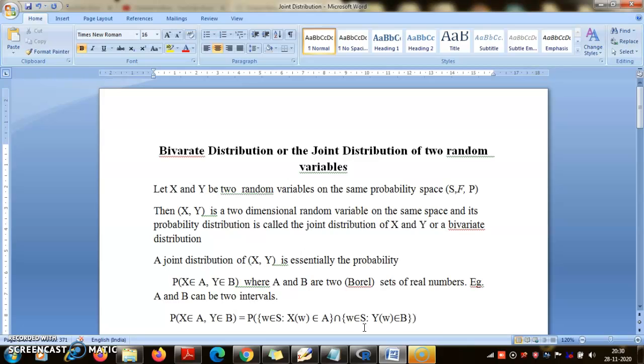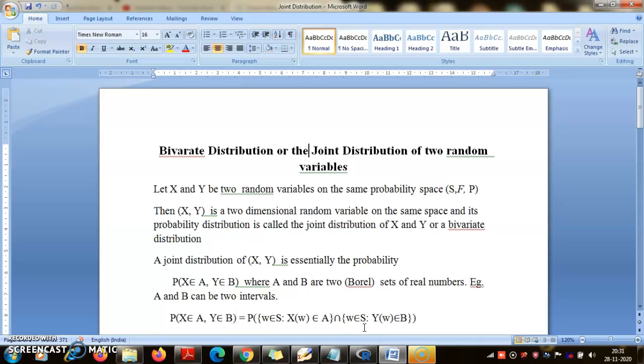This is a brief introduction to bivariate distribution, which we also refer to as the joint distribution of two random variables. So we have two random variables X and Y defined on a probability space. Suppose X represents height and Y represents weight. Now when we look at them together as a vector, then we call it a two-dimensional random variable on the same space.